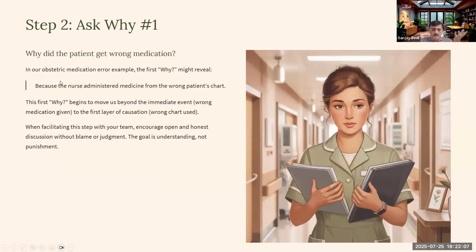So the first why: why did the patient get the wrong medication? In this case, it is very simple, because the nurse administered medicine from the wrong patient chart. This is a very superficial why. The first why moves us beyond the immediate event to the first layer of causation, that is, wrong chart used. When facilitating this step with your team, encourage open and honest discussion without blame and judgment. The goal is understanding and not punishment.